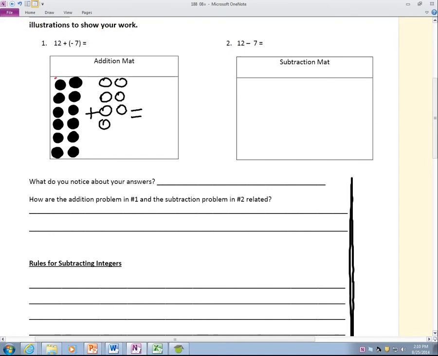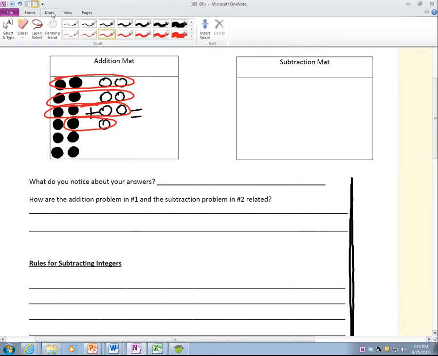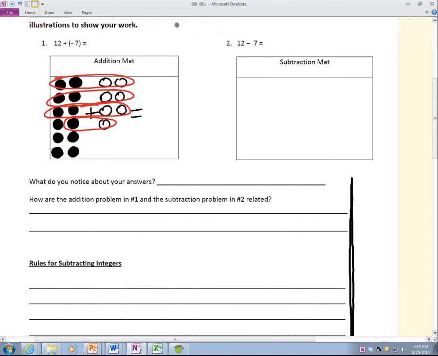I'm going to use red. Those zero each other out. Those zero each other out. Those zero each other out. Those zero each other out. What is left? Yes? 5 positive integers. Beautiful. Maybe we're going to put them right down here. 1, 2, 3, 4, 5. Okay? So that's when we're adding.